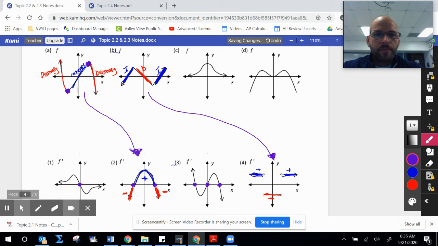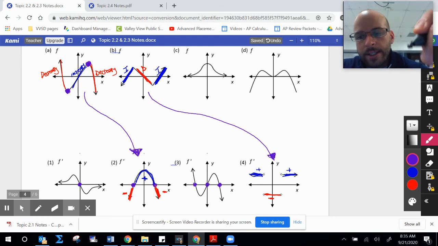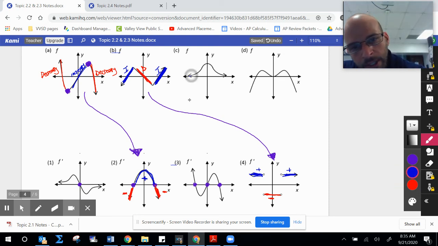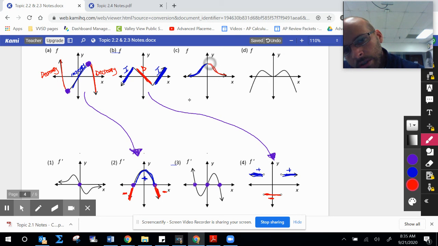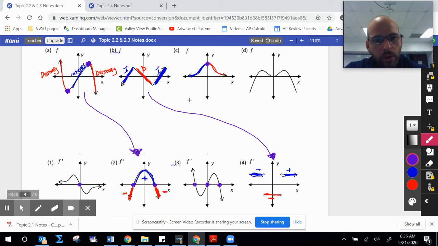Okay. Now for C, all right, I have something that is increasing in the very beginning. And then I have it decreasing afterward. And it has a little maximum on a smooth curve, so it has to have 1 x-intercept. And I think there's only 1 graph on here that has only 1 x-intercept, and that's number 1.